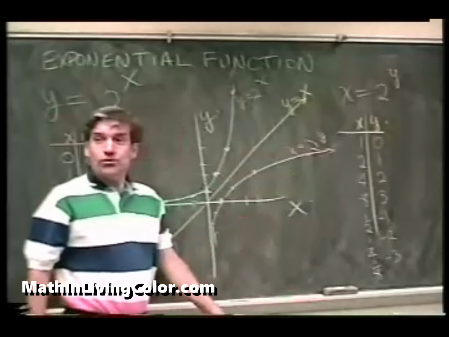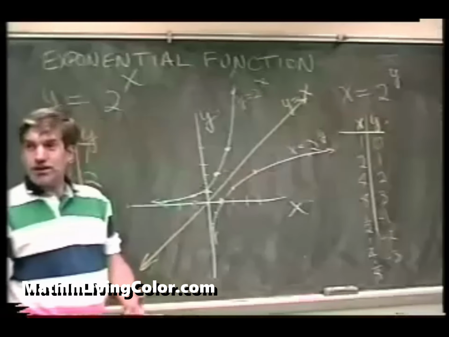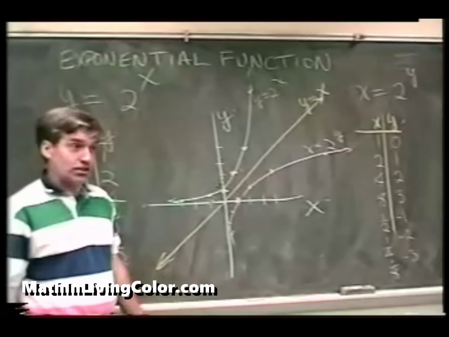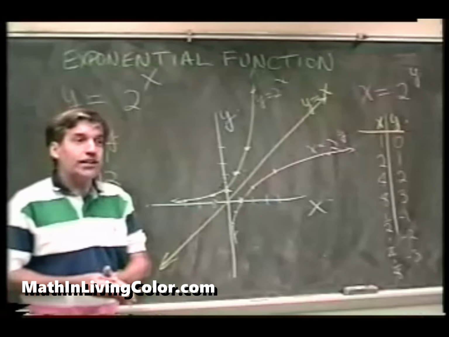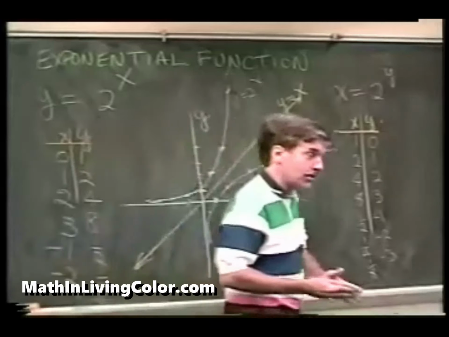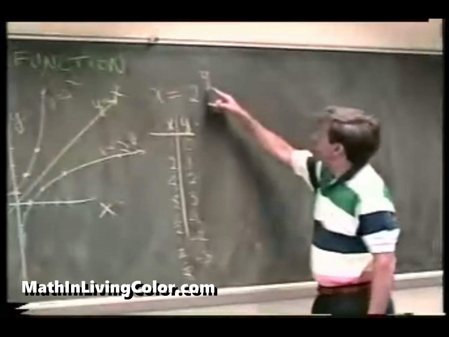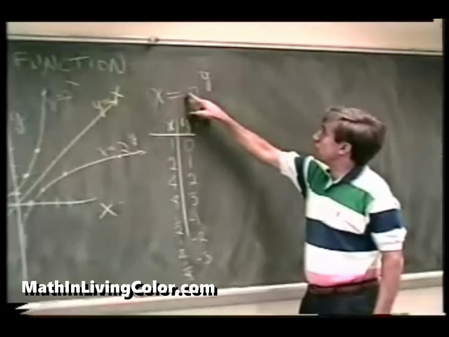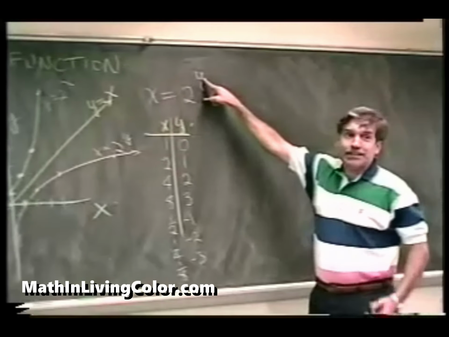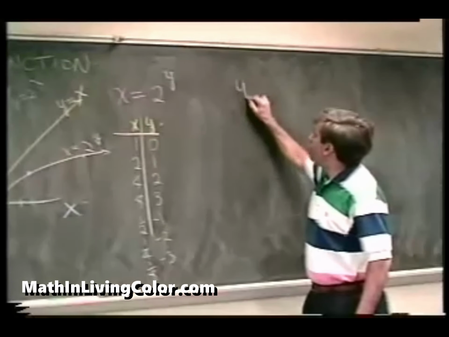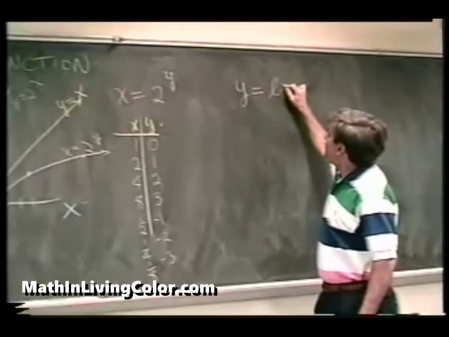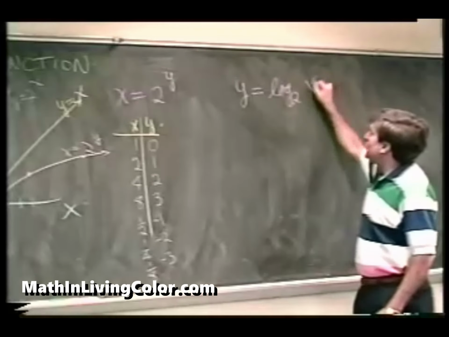So what we do in mathematics, when we don't know how to do something, we make up a definition. And this is what John Napier did back 400 years ago. He said, let's take this x equals 2 to the y, and let's make a definition like this. y equals log base 2 of x.